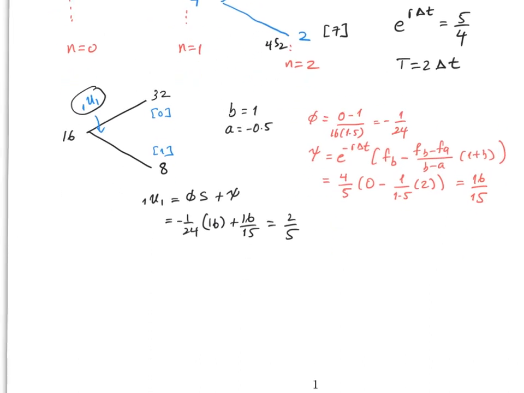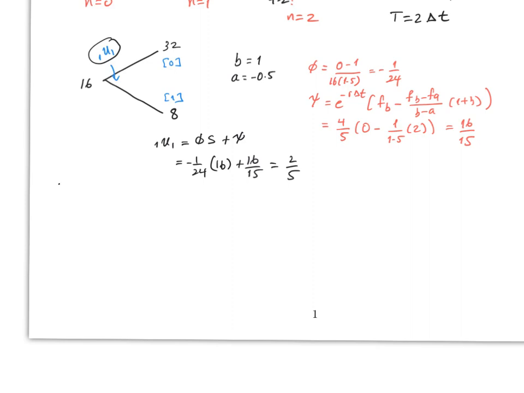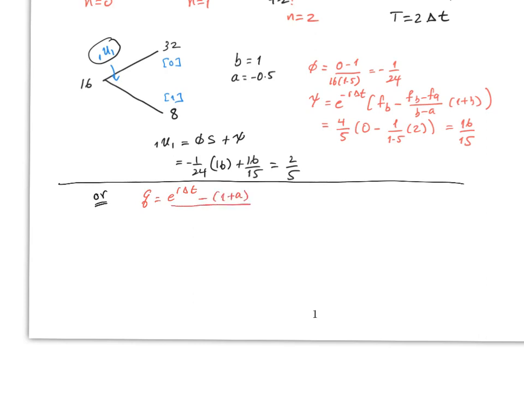Recall that we have two ways to do this, or you could have done this to get to the same point. Remember that q, the martingale probability, was equal to e to the r delta t minus 1 plus a, divided by v minus a. And if we plug in the values, this would be 5 over 4 minus 1 half divided by 1 plus 1 half. And you should check again that this gives you 1 half, which implies that 1 minus q is also equal to 1 half.